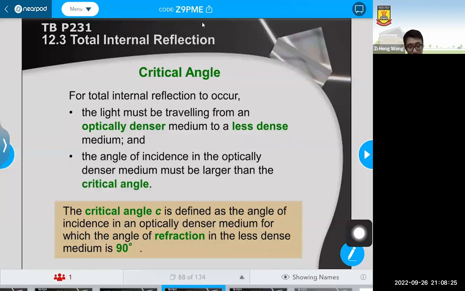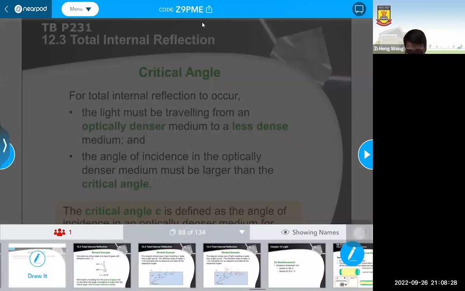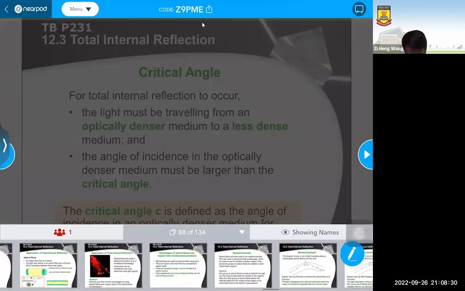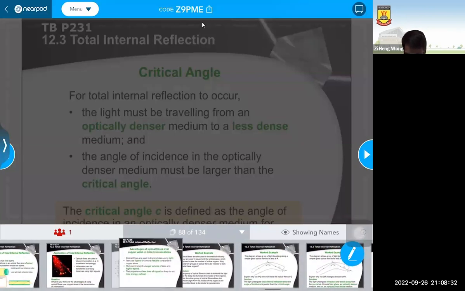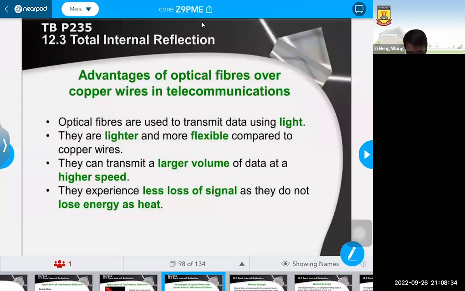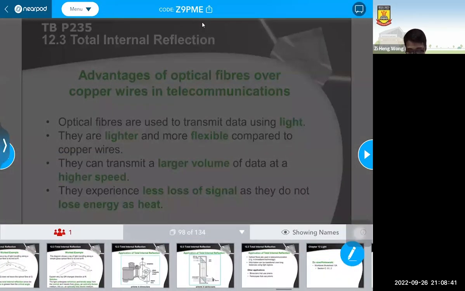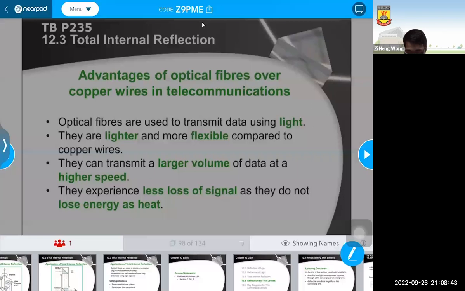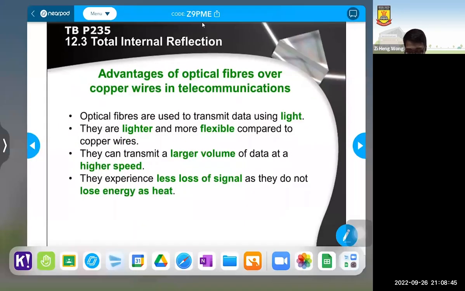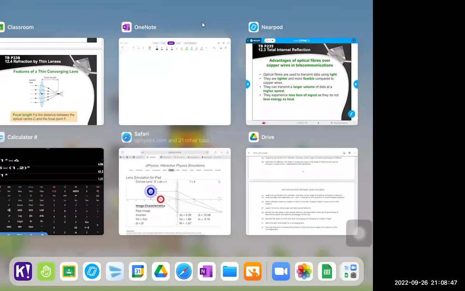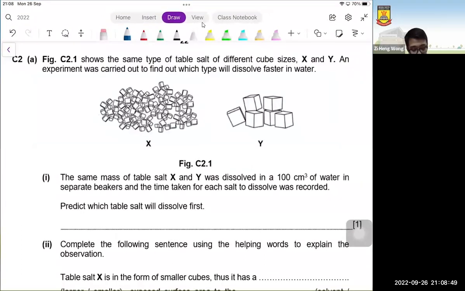Some advantages of optical fibers over copper wires. I think you all have copied this down in class also. I think it's in your textbook also. So that's more or less for refraction. Okay, we go to examples. We use past year papers for the examples.